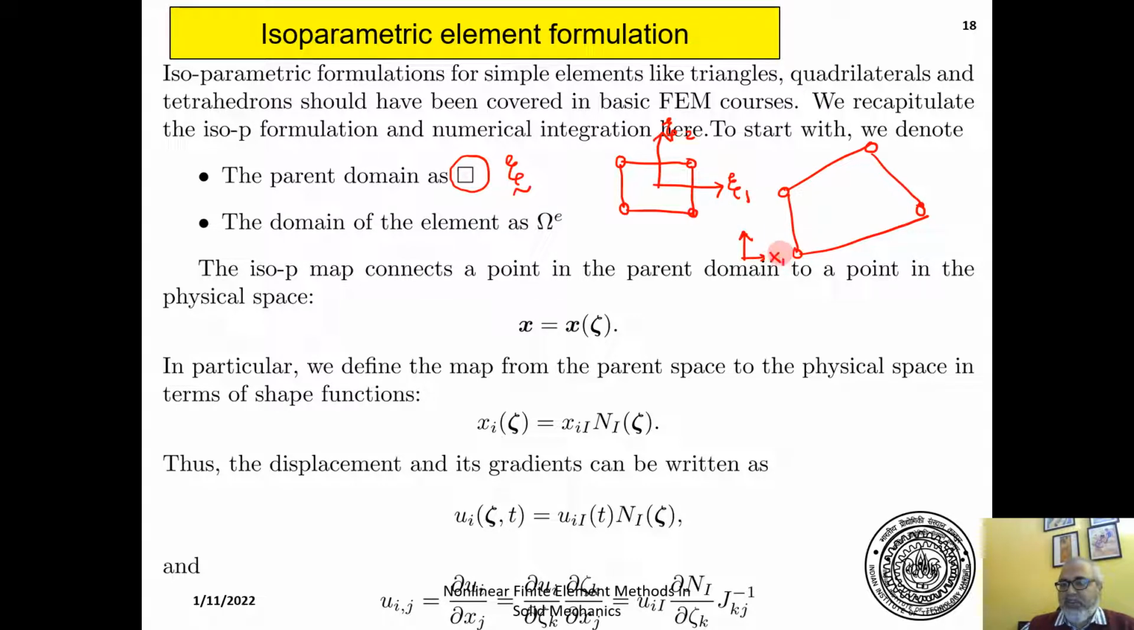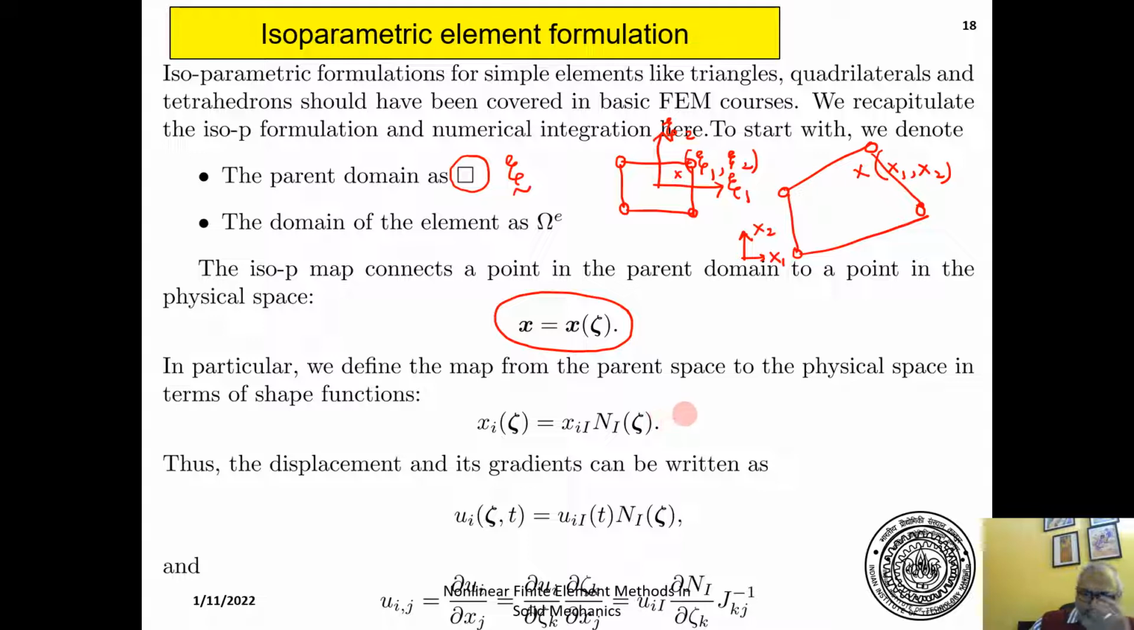and the physical element is in some coordinate system x1, x2, or x1, x2, x3 if it's 3D, such that any point in the physical element denoted by x1, x2 is mapped from a corresponding point in the parent element. This point is, let's say, zeta 1, zeta 2, by means of a function which is this. So x, which is x1, x2, x3 in the 3D case, can be obtained from the values of zeta 1, zeta 2, zeta 3 in the parent space.